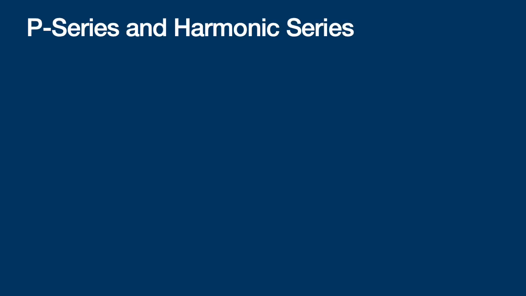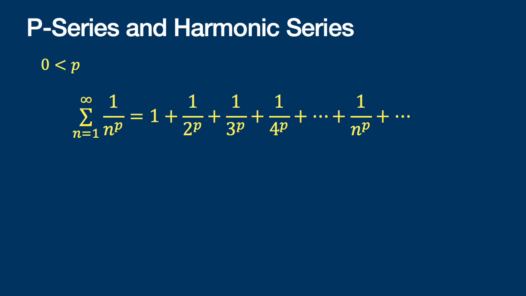I want to talk about P series and harmonic series. Those are very important series in the next lecture. So what is a P series? P is always positive, guys. That's going to be a P series: summation n equals 1 to infinity of 1 over n^p, which is 1 over 1^p plus 1 over 2^p plus 1 over 3^p plus 1 over 4^p, up to 1 over n^p. That's the P series. Remember that, guys. P is always going to be positive.